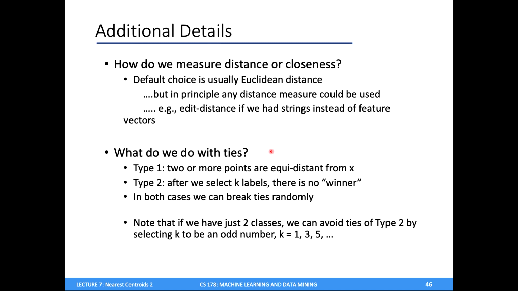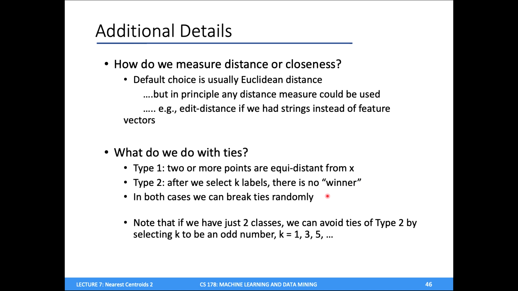This type of tie is pretty rare, but a fairly common type of tie is that after we find the k nearest neighbors and find their k labels, there's no winner, i.e. there's no majority in the label set. So maybe I'm using k equals 2. I look at the 2 closest neighbors. If those neighbors have labels red and blue, which should I predict for my data point? There's no clear majority in my neighbor set.